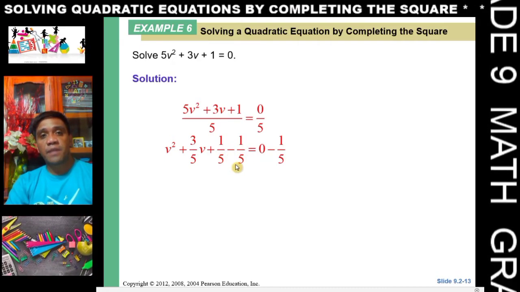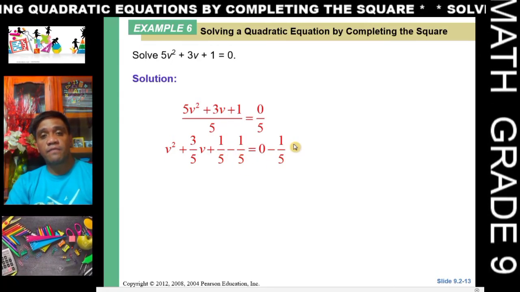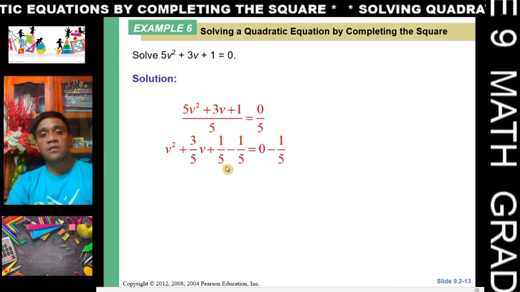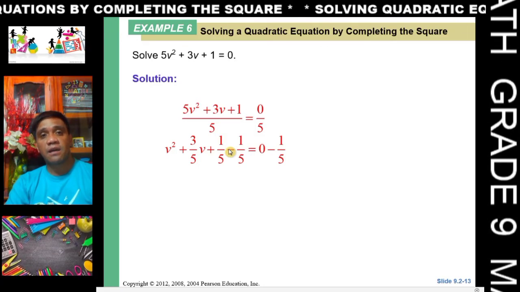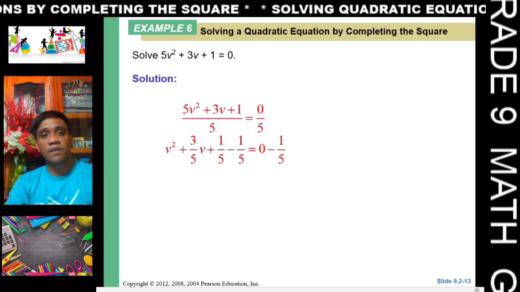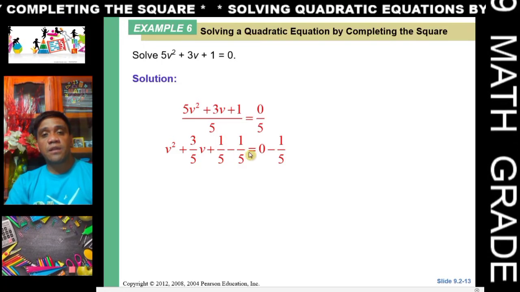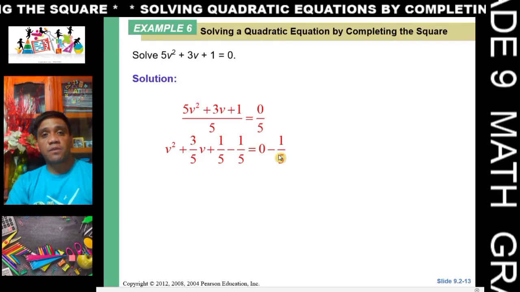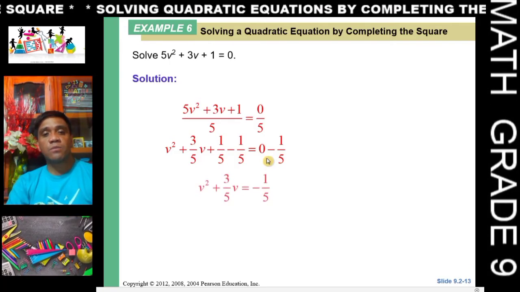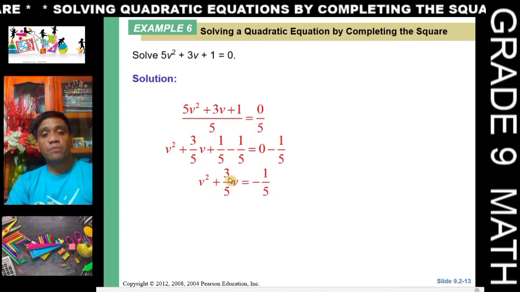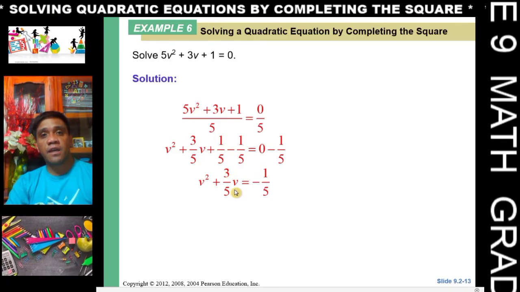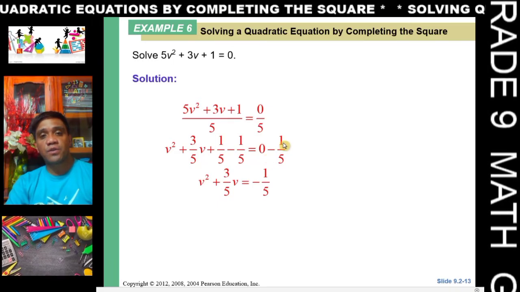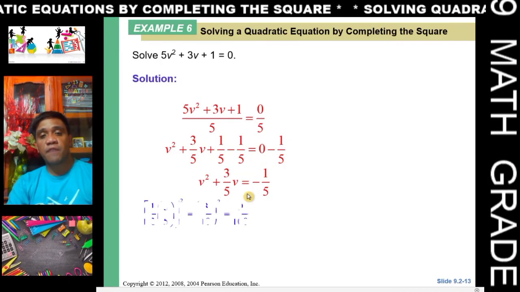Then add both sides by negative 1 over 5. So that is why we have that. Take note that what we have here is just to make the 1 over 5 on the left side of the equation 0, and the constant term must be on the right side. So that is why we have an additive inverse, which is negative 1 over 5. So that is why it became b squared plus 3 over 5 v is equal to negative 1 over 5 because 0 minus 1 over 5 is negative 1 over 5.